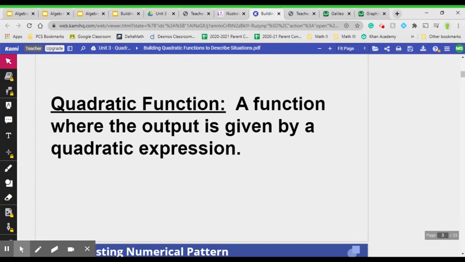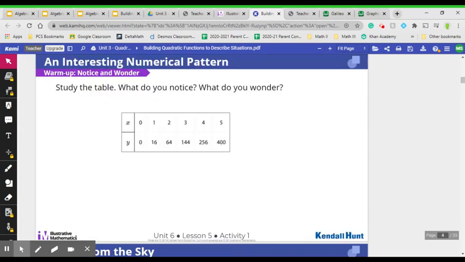So we're taking a quadratic expression where you might have x squared involved, and having that give us an output in terms of a situation. We're looking at a table here, so I want you to take a second to think about what you might notice or wonder about this table and what might be important to look at. Something we can start with in this case would be looking at how much our x values are changing, or how much our inputs are changing compared to how much our outputs are changing.